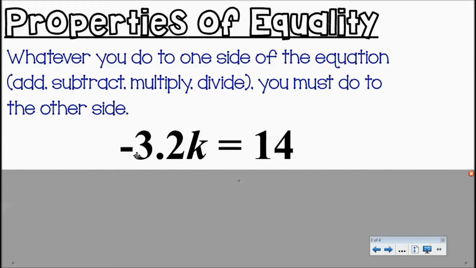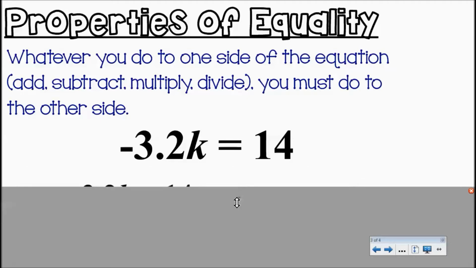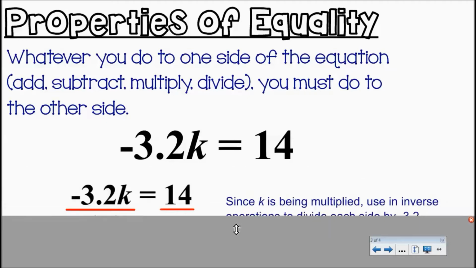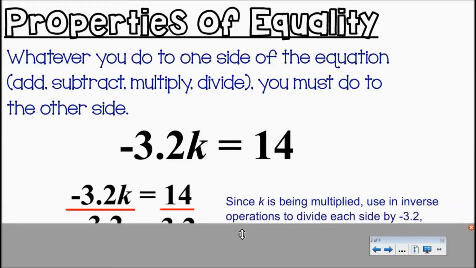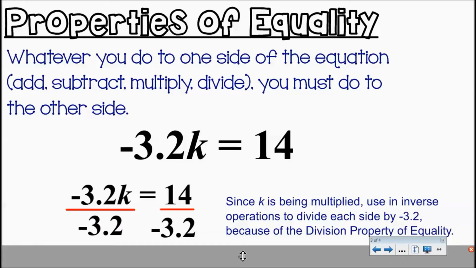Negative 3.2k equals 14. So you ask yourself, what is happening to the variable? It's being multiplied. So since k is being multiplied by negative 3.2, use inverse operations to divide each side by negative 3.2 because of the division property of equality. So I know that I need to undo that, so I'm dividing here, which means I divide on the other side.